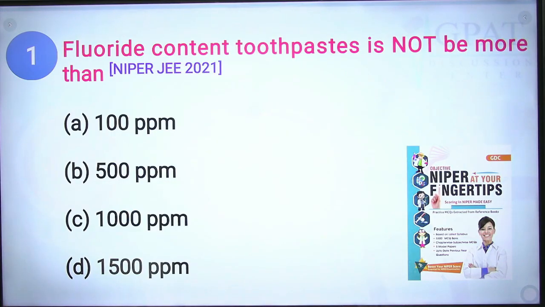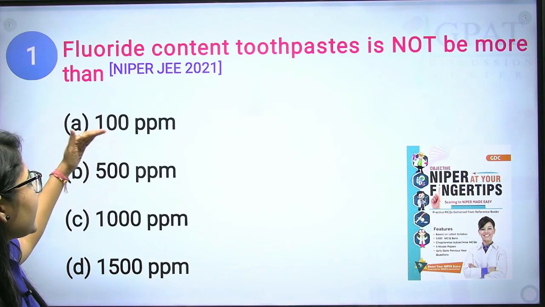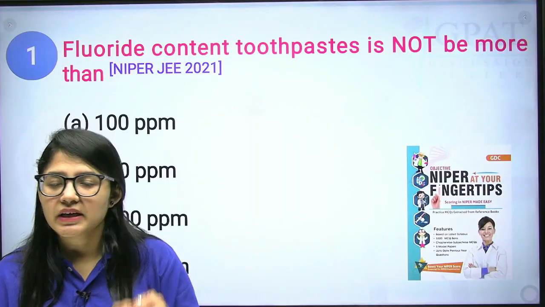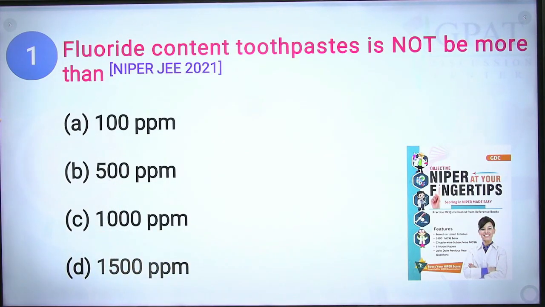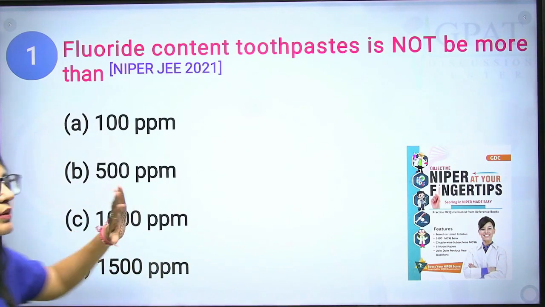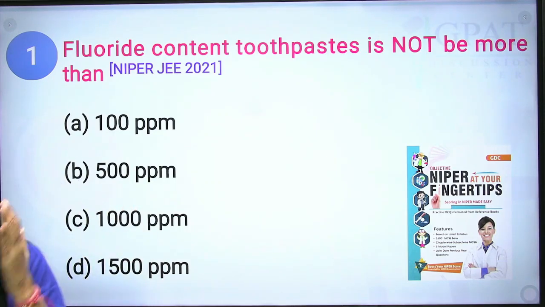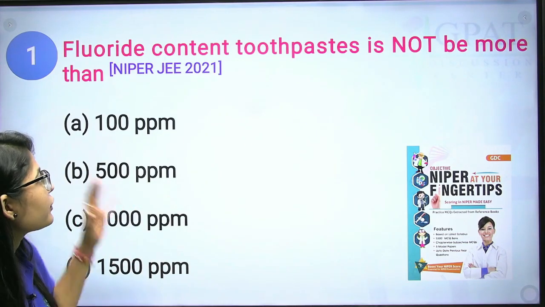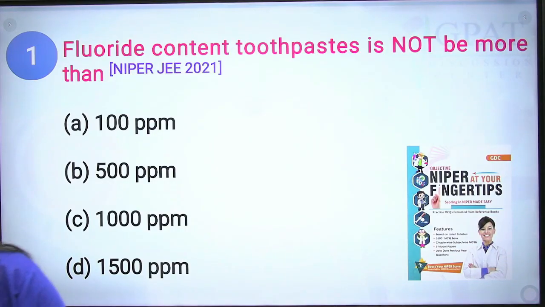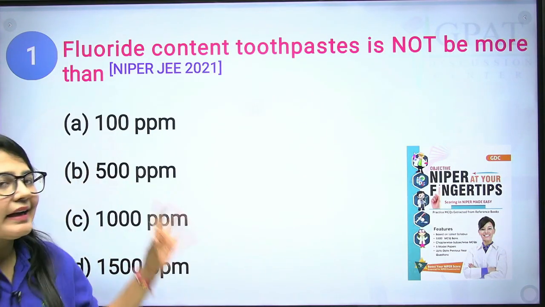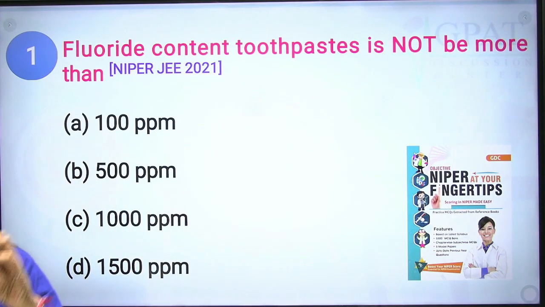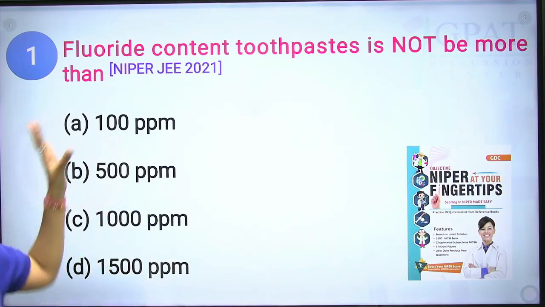Fluoride content in toothpaste is not to be more than, this is a previous year question from NIPER JEE 2021. See, 100 ppm and 500 parts per million are very less for your fluoride content. Let's talk about 1000 ppm. 1000 ppm is the perfect measurement of fluoride content that should be present in your toothpaste. This is the standard maximum limit allowed in routine toothpaste. Okay, this gives strong anti-cavity action without causing any toxicity. This is the nature of your fluoride.